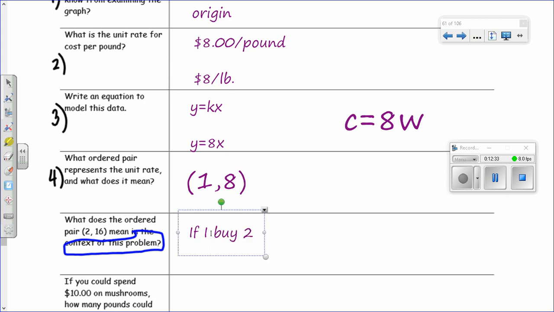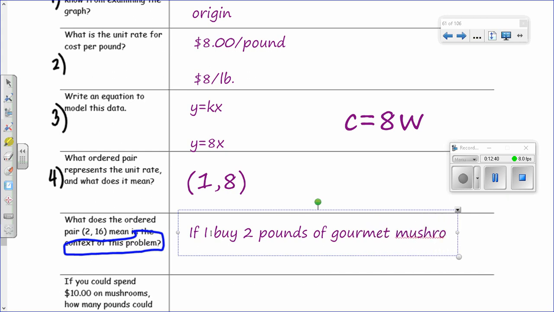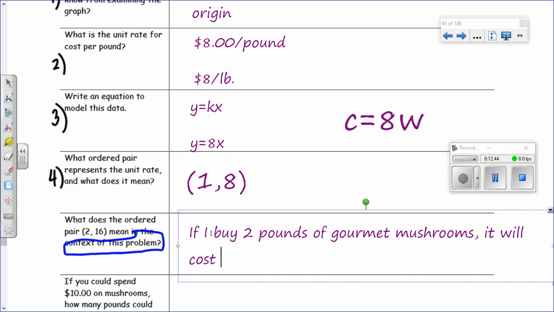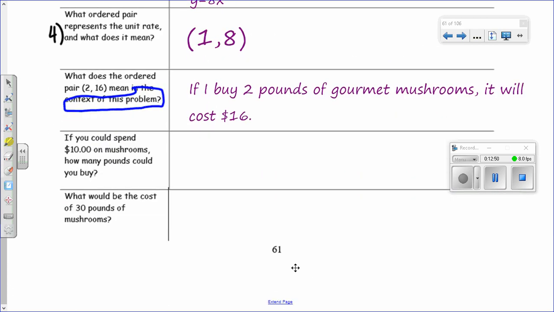If I buy 2 pounds of gourmet mushrooms, it will cost $16. You could also say if I have $16, I can buy 2 pounds of mushrooms.